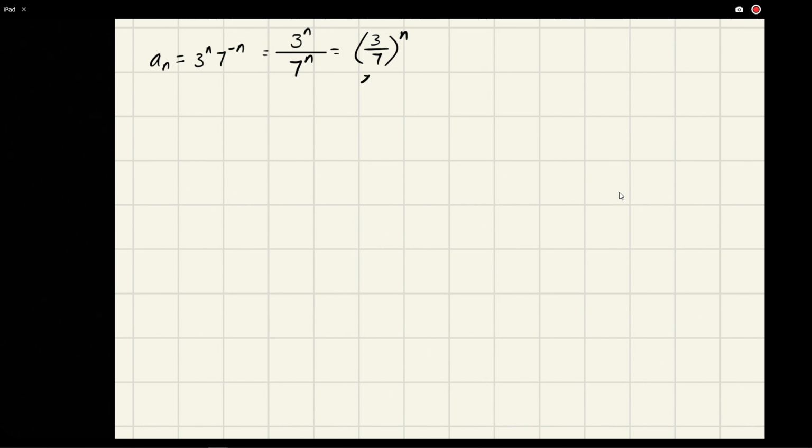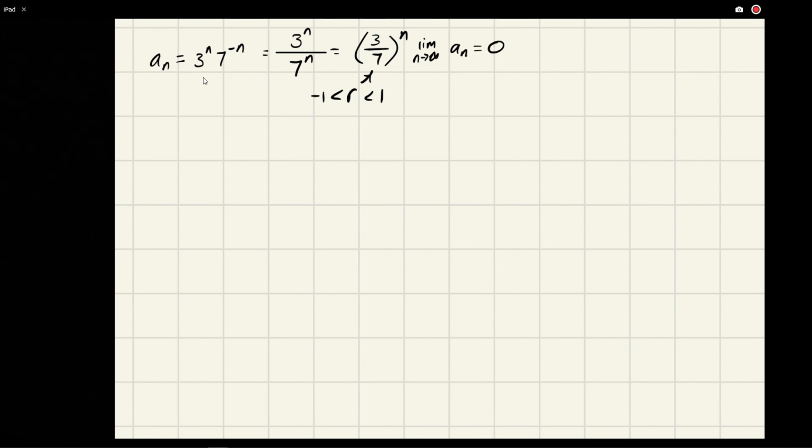And then we can say, well, this inside is like r, and this inside is between -1 and 1, which means that this sequence converges to 0. So the answer is 0. This is what the limit as n goes to infinity of the sequence a_n equals 0.